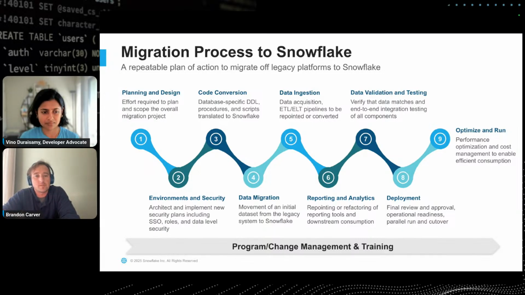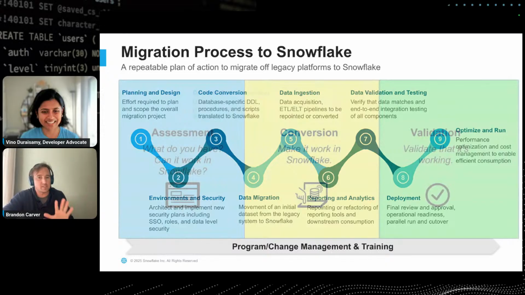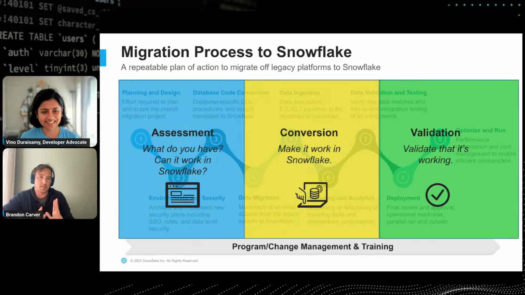But when you look at the entire scope of what you need to do in a migration, it starts with planning and design, and then you're going to do a lot of conversion, a lot of data movement, making everything work together before finally running it at the end. I'm going to walk through the code conversion and the data ingestion, data validation pieces. So kind of the last three on the top. But I like to tell people not to worry about all these steps. It really boils down into three things: let's figure out what we have, let's make it work in Snowflake, and then test that it's working. And that's what we're going to do today: see what we've got, make it work, and validate that it's working.